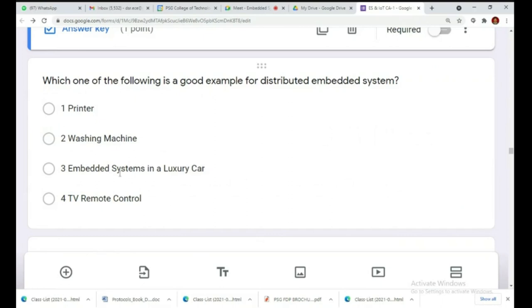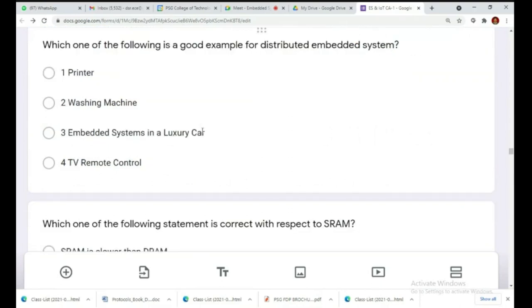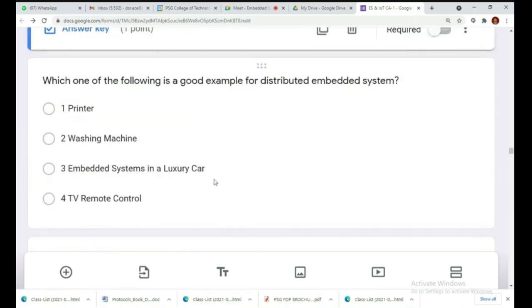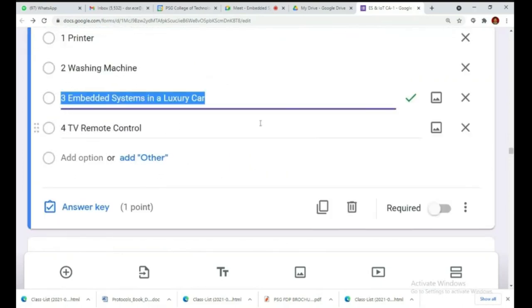Okay, the right answer is 3. Embedded systems in a luxury car is a good example for a distributed embedded system. The other 3 are single embedded systems. A printer is only a single embedded system. A washing machine is only one microcontroller and one embedded system. A remote controller is one microcontroller. Here there are several microcontrollers and several applications forming together to satisfy the customer's need, which is the driver or passenger, you can call. Which is very complex also. So the third one is the right answer, right? Embedded system in a luxury car is the right answer, as you see here.